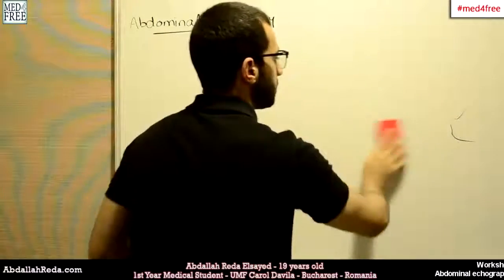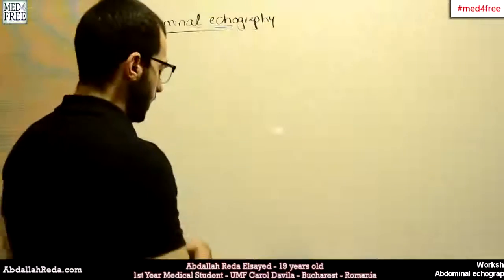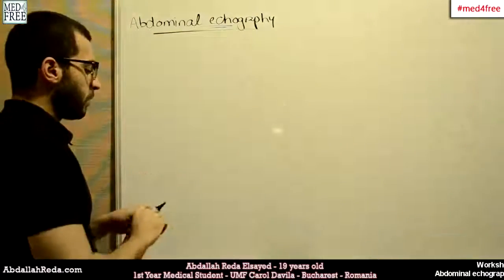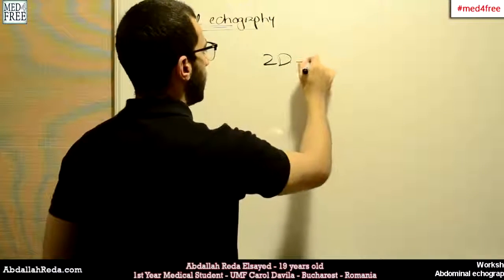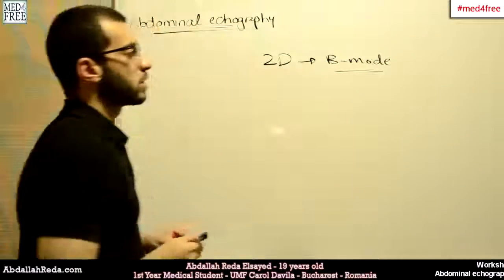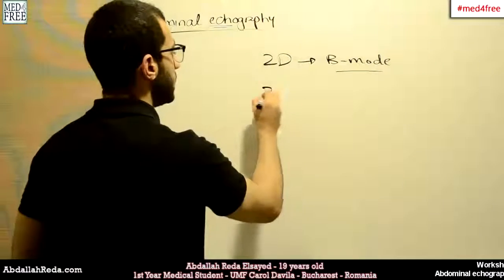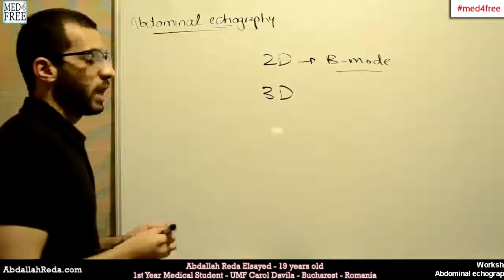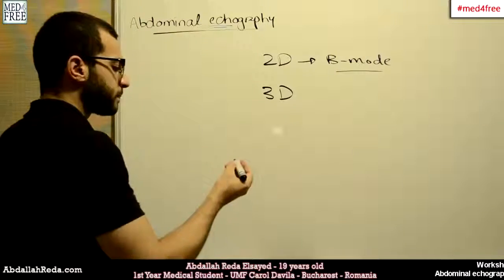Now, due to the advance in technology, we have different types of echography or sonography. We have 2D echography or B mode, brightness mode it is called, so it gives you pictures of cross sections. We have 3D echography that combines different 2D pictures in order to form a 3D picture.